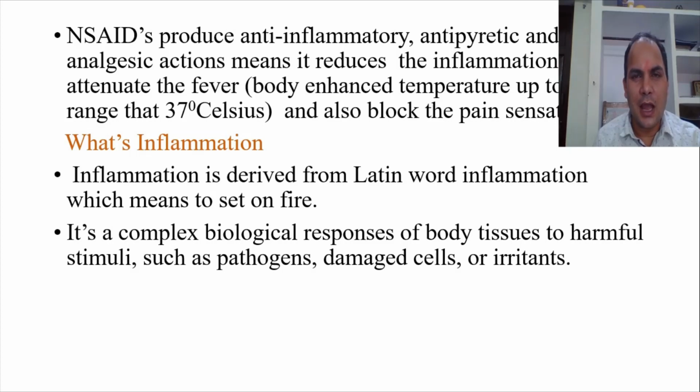These NSAIDs produce anti-inflammatory action, antipyretic action and analgesic actions. It means they reduce the fever, that is, they bring the enhanced body temperature up to normal. The body temperature of a human being is 98.4 degrees Fahrenheit or 37 degrees Celsius. So NSAIDs contain antipyretic property. Antipyretic property means the property in which increased body temperature comes up to normal, or you can say antipyretics are those drugs which reduce the body temperature up to normal.